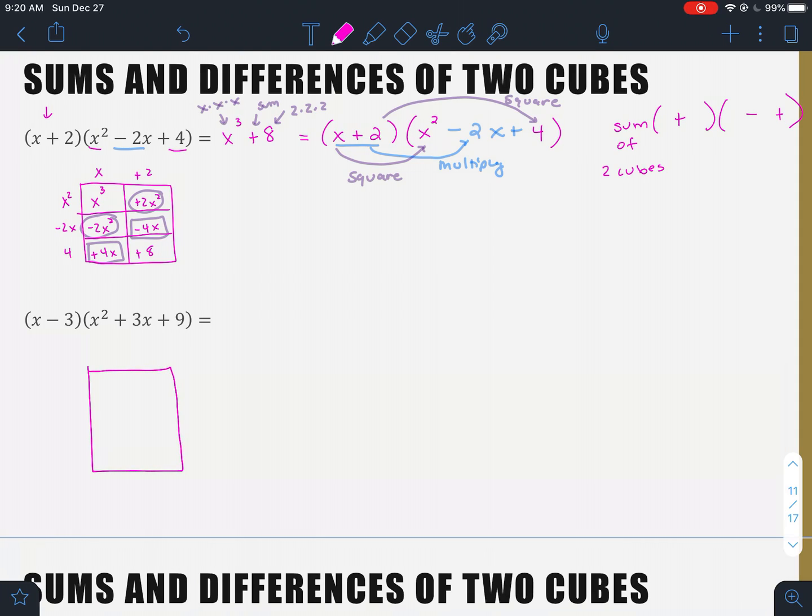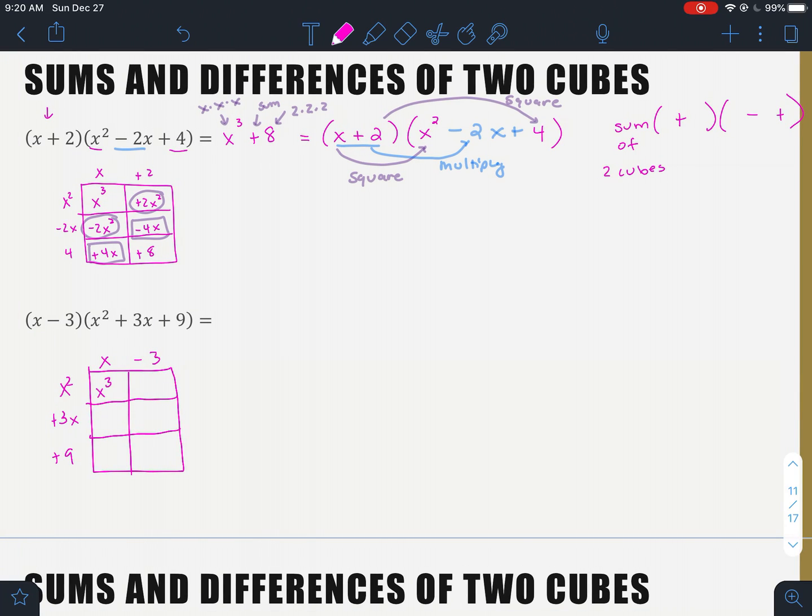All right, let's look at the difference of 2 cubes. So let's multiply this one out. So we have x minus 3, and then we have x squared plus 3x plus 9. So if I go to multiply this out, I get x cubed minus 3x squared plus 3x squared minus 9x plus 9x and minus 27. And again, notice the middle terms, positive 3x and negative 3x squared cancel. Positive 9x and negative 9x cancel. So I am just left with x cubed minus 27.